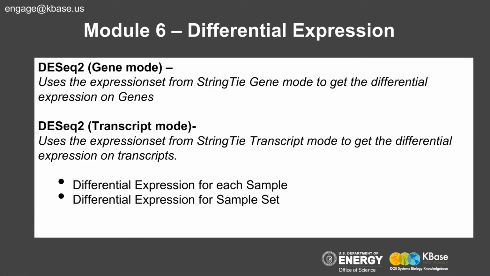So next is the differential expression. For both gene mode and transcript mode, we can use DESeq2. You are going to take the expression set from StringTie gene mode as an input for the gene mode of DESeq2 to get the differential expression on genes. And similarly for the transcript mode, you are going to take the StringTie transcript mode expression set to get the differential expression on transcripts. It will provide the differential expression set for the sample set and differential expression for each sample.